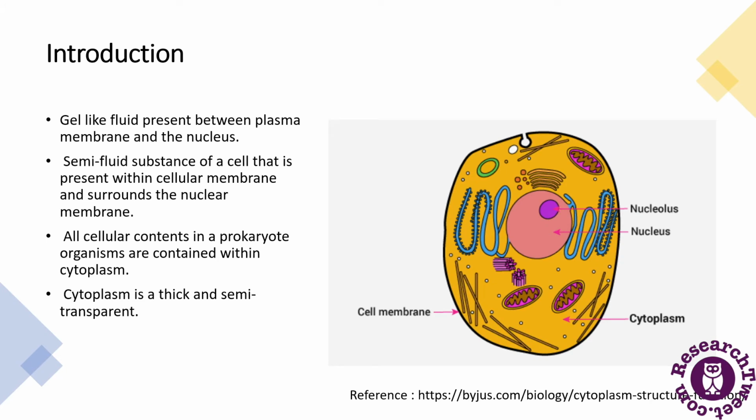This is the cell in which the cytoplasm is depicted. The cytoplasm is a gel-like fluid present between the plasma membrane and the nucleus, between the cell membrane and the nucleus. It has a thick, semi-transparent, fluid-like consistency in the cell. So this is the cytoplasm.